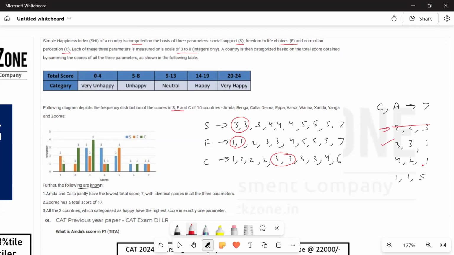Is 4, 2, and 1 possible? One cannot be taken up by C and S because S starts with 3 and C only has 1 1. It needs to have two ones for both C and A.